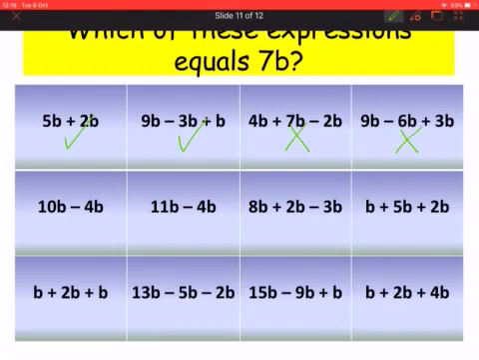And I'm just going to go through these a little quicker. So that one should be a 6b. Correct that one, 7b. 10b minus 3b, 7b, correct. Next one is 8b. This one here is 4b. 13 minus 5 is 8b, minus 2 is 6b, so not that one. 15 minus 9 is 6b, plus a b is 7b. And this last one is 7b as well.